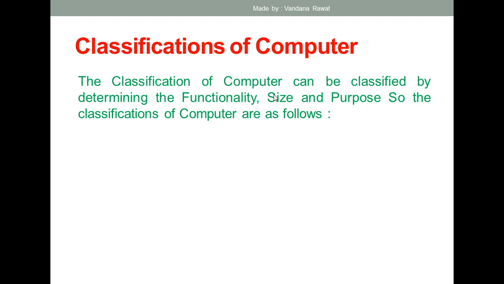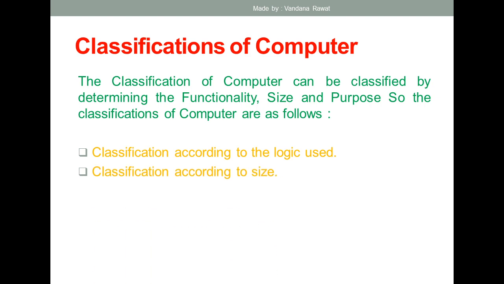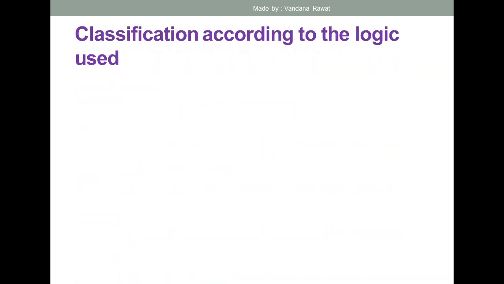Basically the computer can be classified by determining its functionality, its size, and the purpose for which we are using the computer. Accordingly the computer can be classified. The first category is classification according to logic based, and the second category is classification according to size. First of all, in today's lecture we will cover how we classify the computer according to logic based.